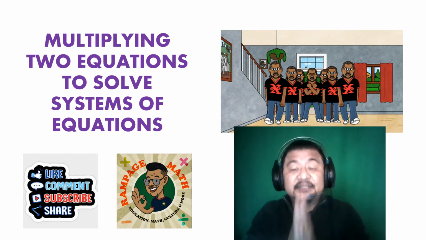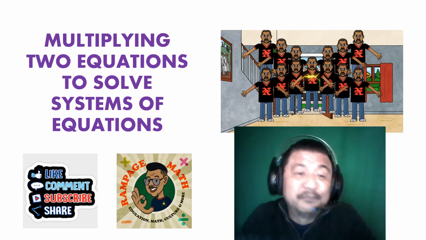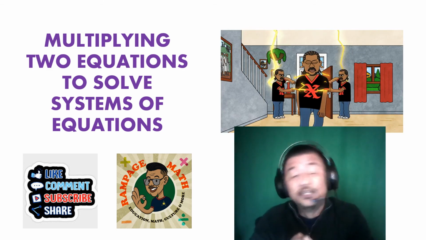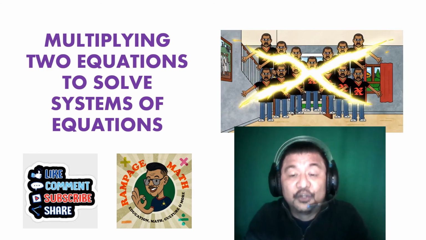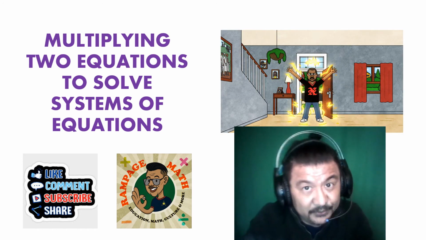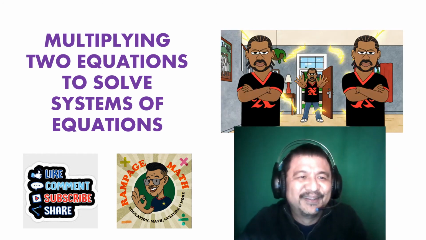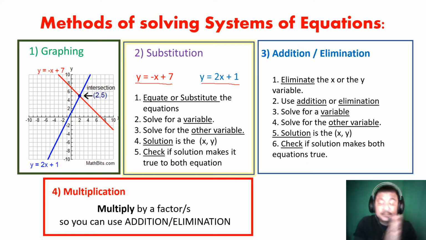So that's the topic for today, multiplying two equations so that eventually we could eliminate one variable to solve systems of equations. Are you ready? Here we go. All right, before anything else, let's review what we've learned in the past.